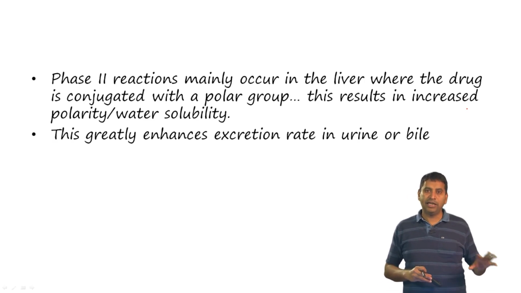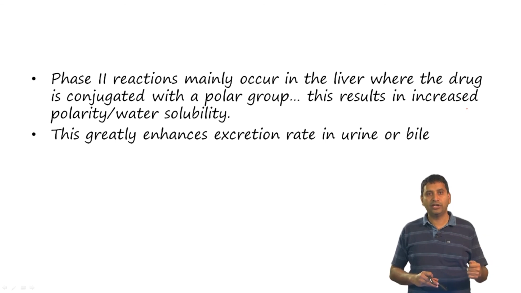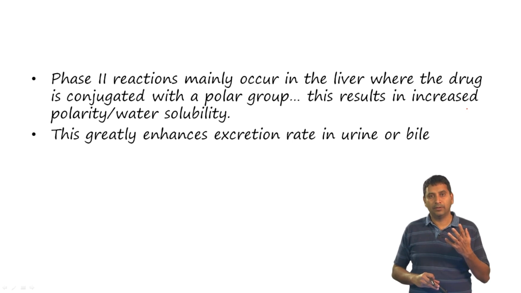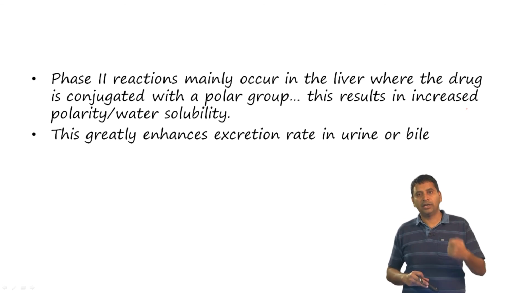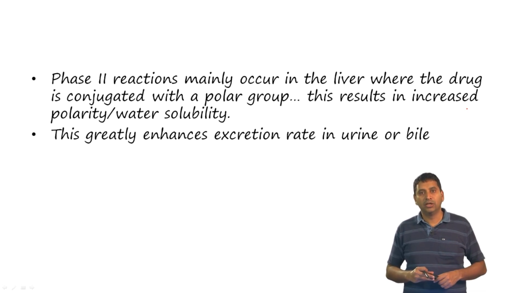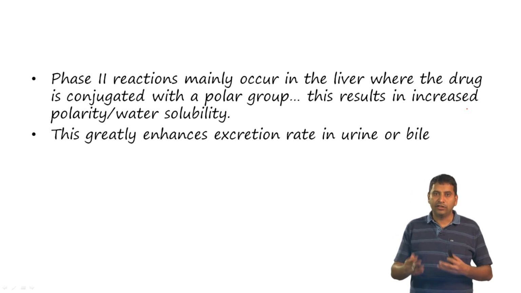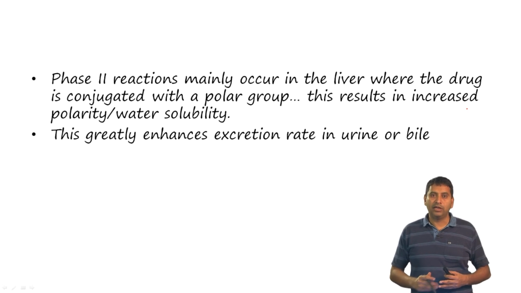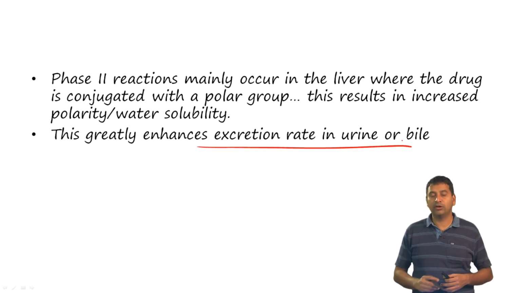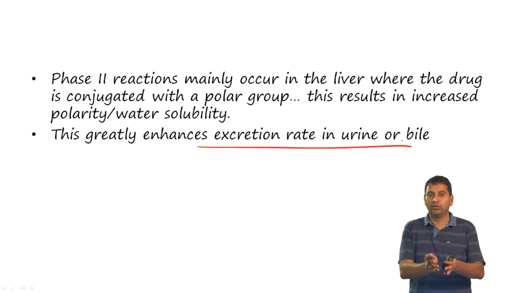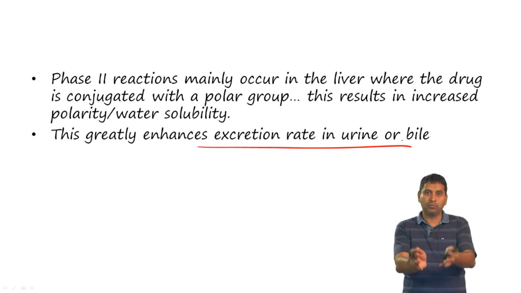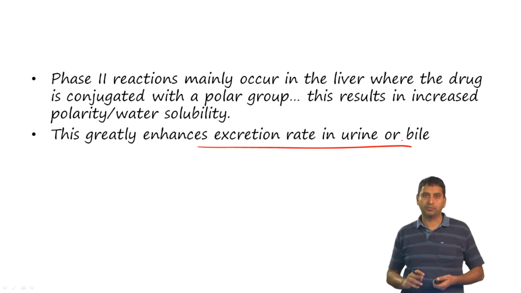Phase 2 reactions mainly occur in the liver, where the drug is actually conjugated with a polar group. So, the difference between a phase 1 and a phase 2 process is that in phase 2 you will have something coming and adding to the drug and making the entire molecule more polar. Okay. So, this results in increased polarity or water solubility. Okay. And again the same concepts apply as in phase 1, and you would increase the excretion rate in urine or in bile. Right. So, as you might have figured out, both phase 1 and phase 2 have very similar goals, that is to convert the less polar molecule to a more polar molecule.